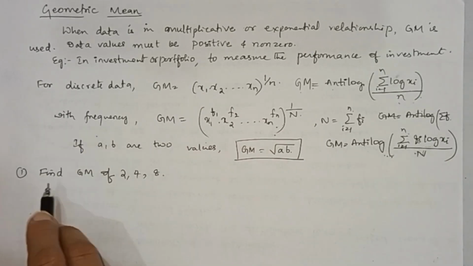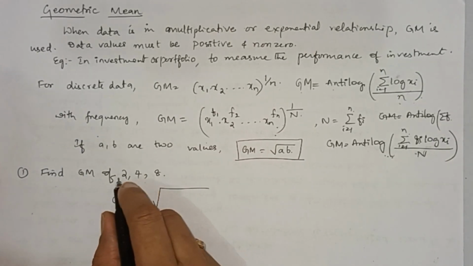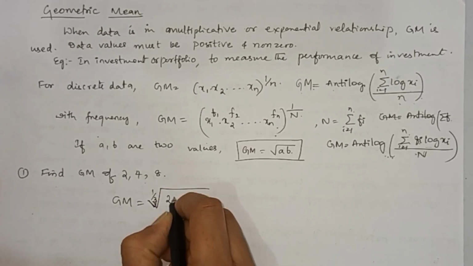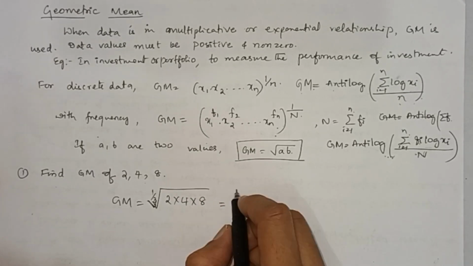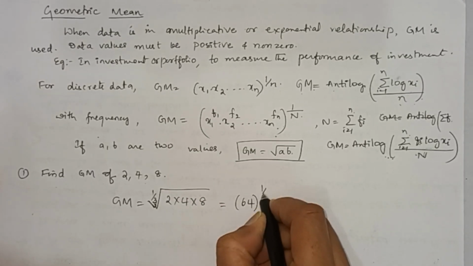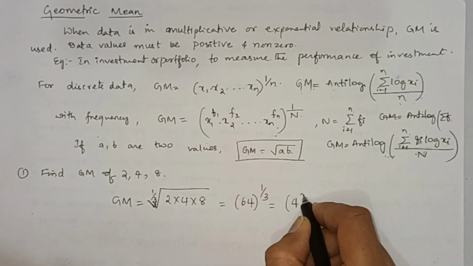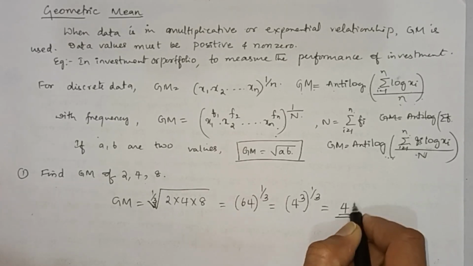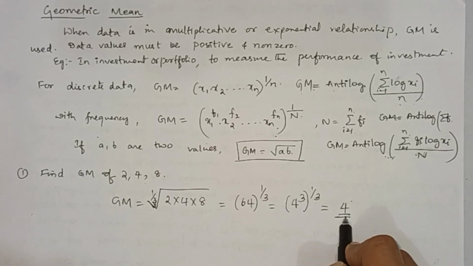See one example: find the geometric mean of 2, 4, 8. Geometric mean equals the cube root of 2 into 4 into 8, which is 64 to the power 1 by 3, which is equal to 4 to the power 3 to the power 1 by 3, that is equal to 4. So the geometric mean of these three numbers is equal to 4.